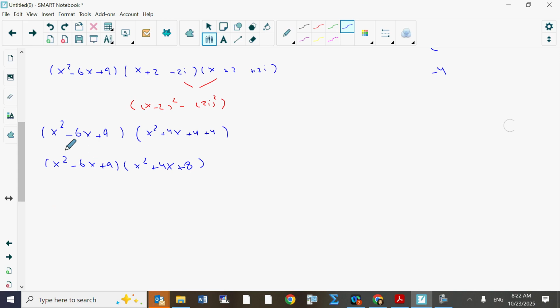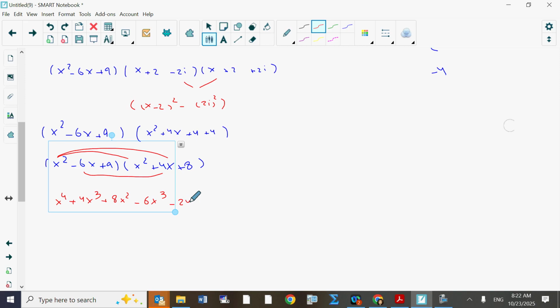Okay, now start distributing all these. x times x squared is x to the power of 4. x squared times 4x is 4x to the 3. Times 8 is 8x squared. Now, negative 6x times x squared is negative 6x to the power of 3. This time, this one will be negative 24x squared. Negative 6x times 8, negative 48x. And now 9 times x squared is 9x squared. 9 times 4x, 36x. 9 times 8, 72.